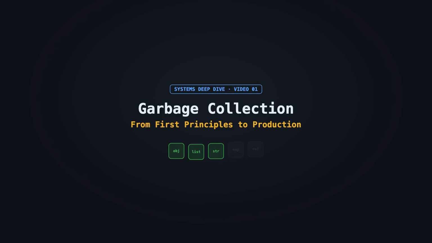Today we're looking at garbage collection, how a program automatically figures out which memory is still in use and which can be reclaimed. We'll start from the single idea behind every collector and build all the way up to how Java, Go, and Python do it in production. Let's get into it. Every program you write allocates memory.